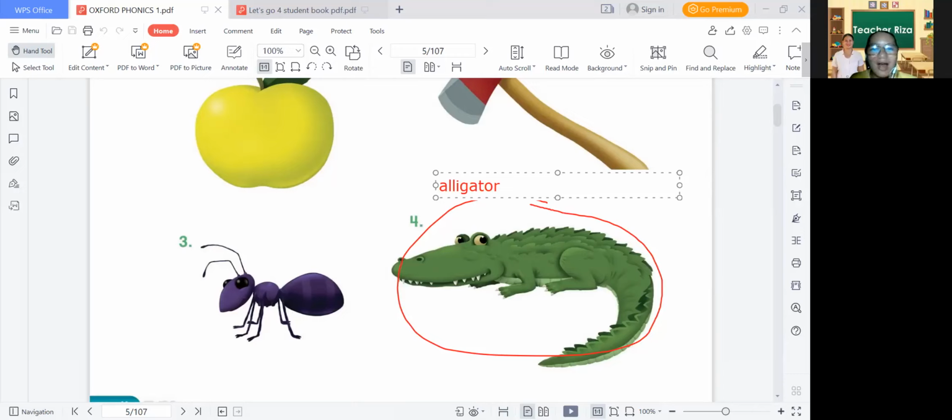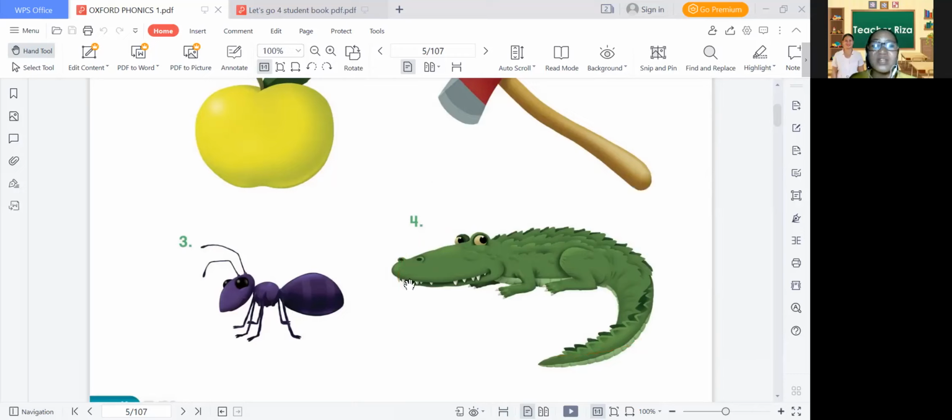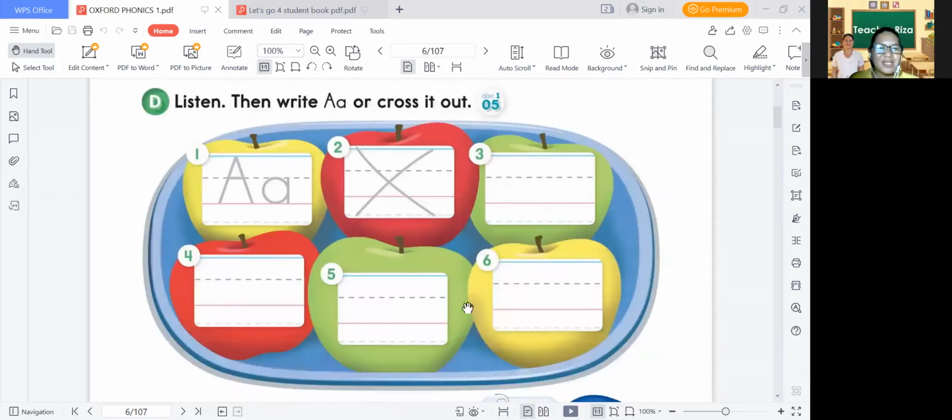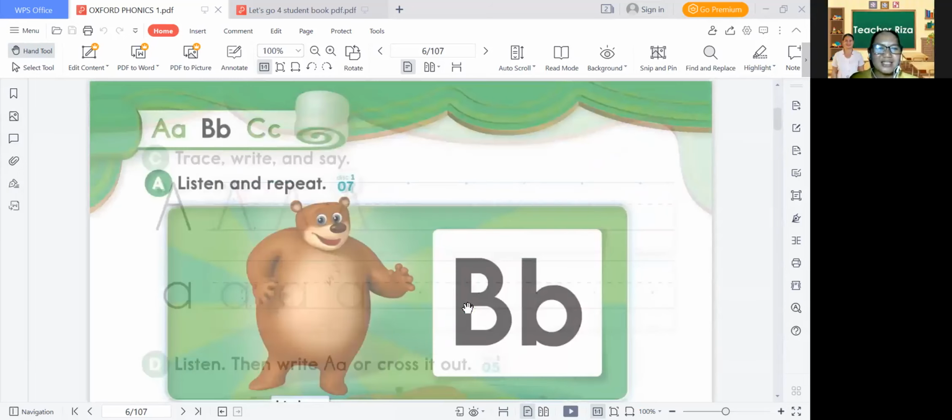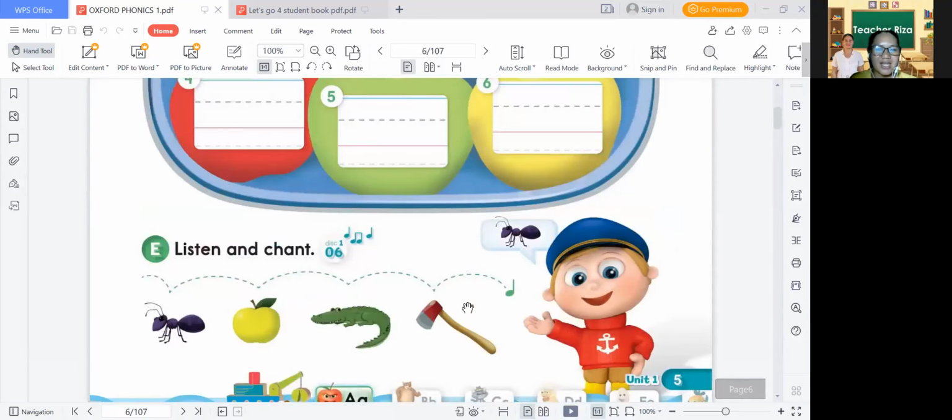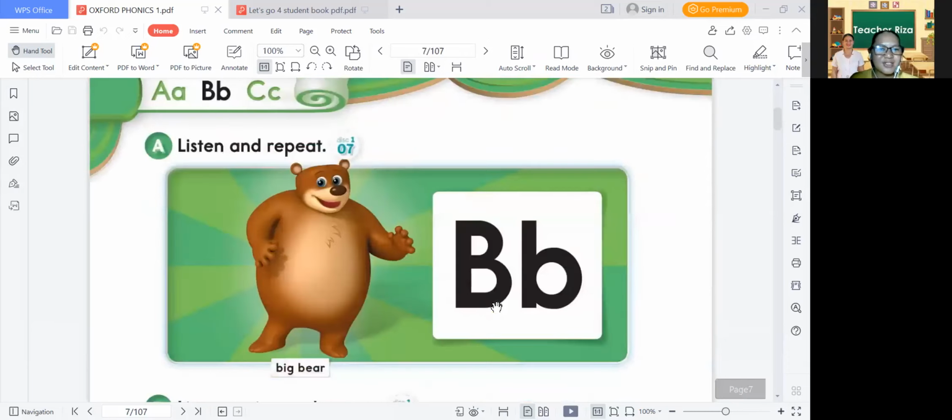So those are the pictures that start with the letter A. Okay, do you understand? Yes. Yes, very good. So we are going to proceed to the next letter. Let's proceed to the letter. What letter is this?